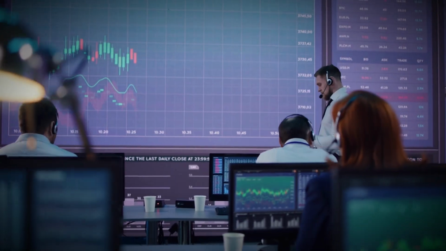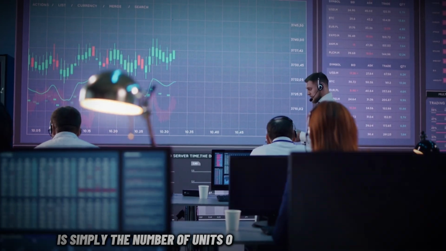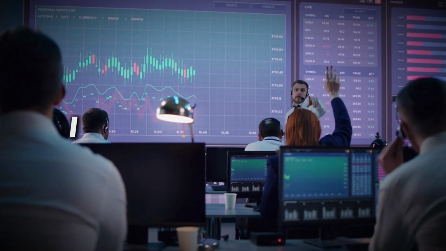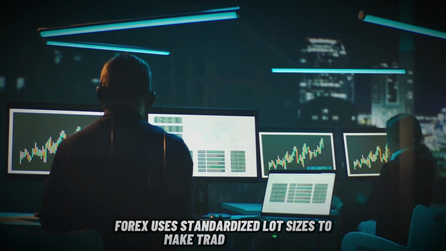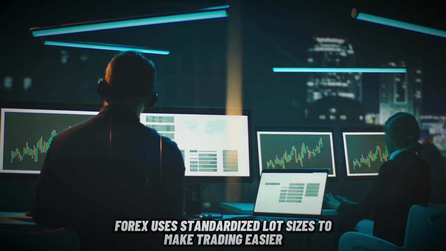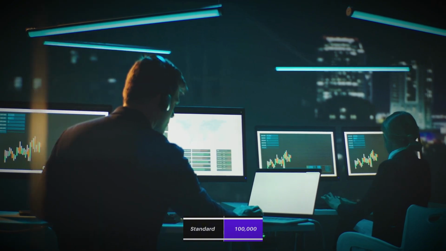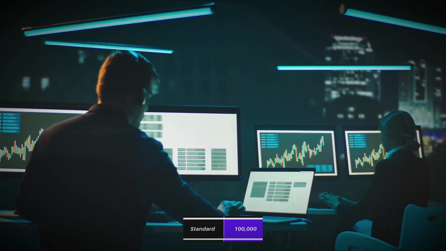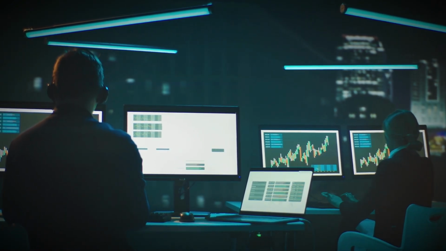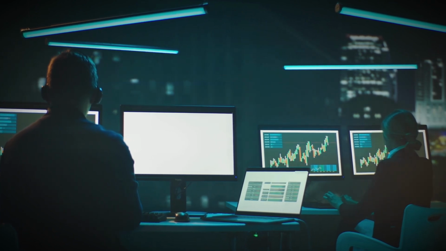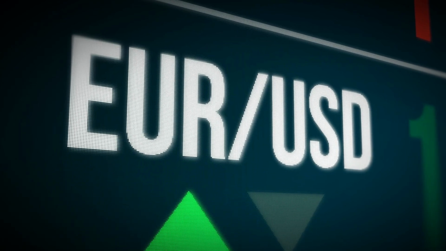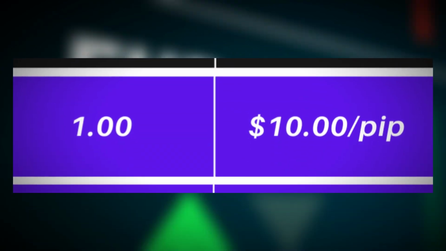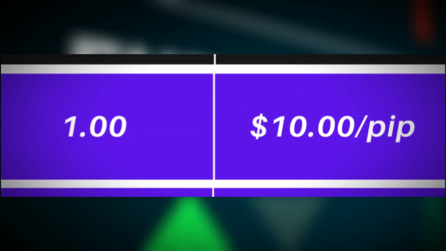A lot size in Forex is simply the number of units of currency you are trading. Instead of trading just $1, Forex uses standardized lot sizes to make trading easier. A standard lot is 100,000 units of the base currency. The size of the lot you choose directly impacts your profit or loss. For example, in EUR/USD, a 1 pip movement with a standard lot equals about $10.